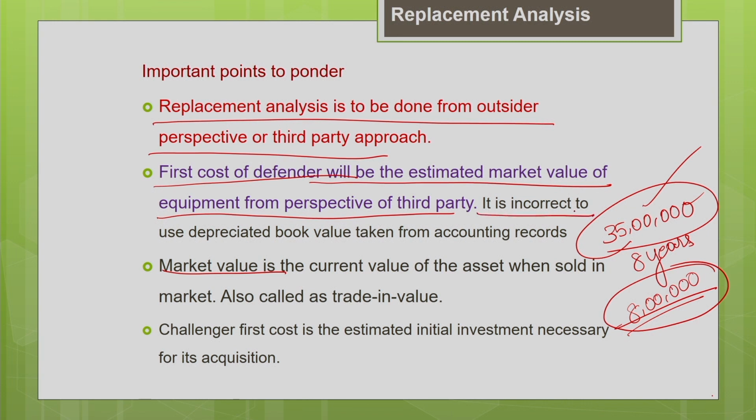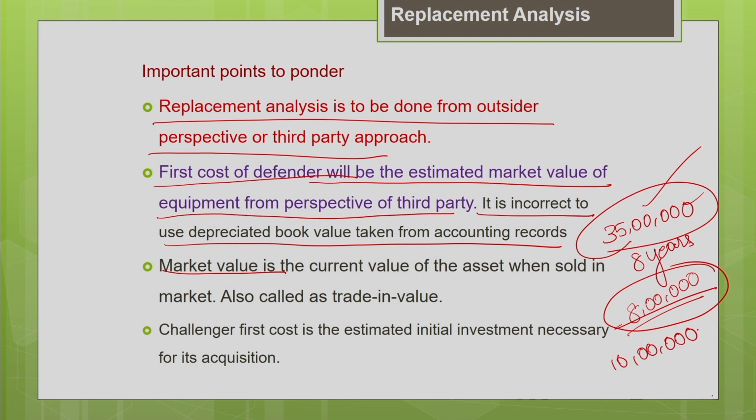It is incorrect to use the depreciated book value taken from the accounting records. Like you might have estimated the book value using some depreciation accounting method. Say, for example, you have estimated the book value to be 10 lakh.